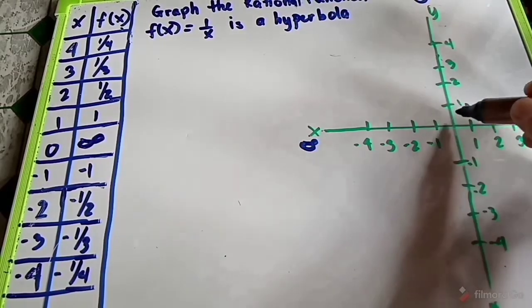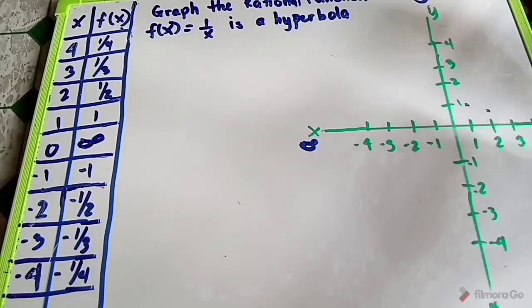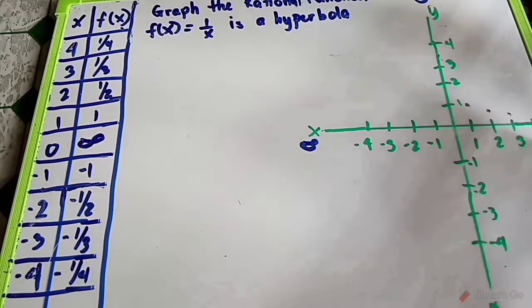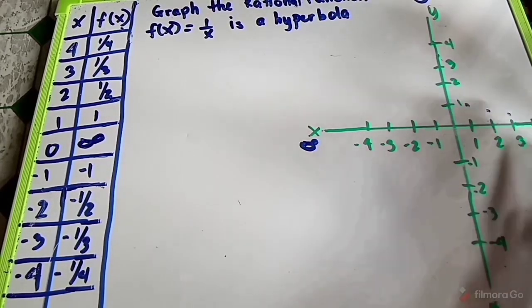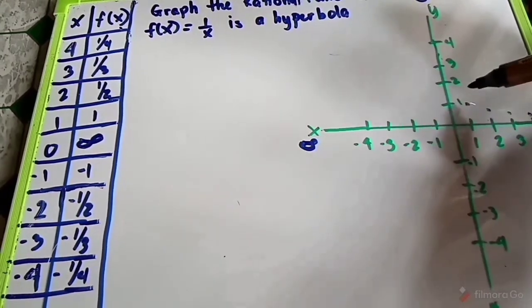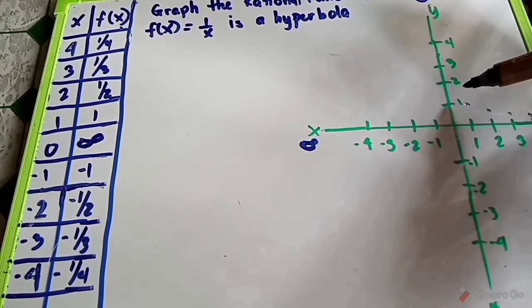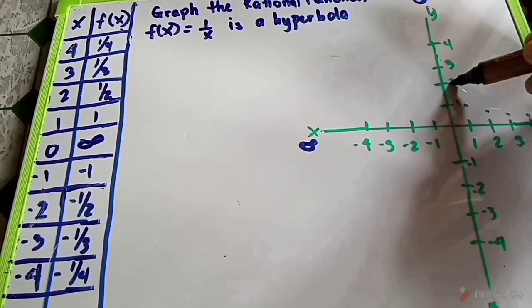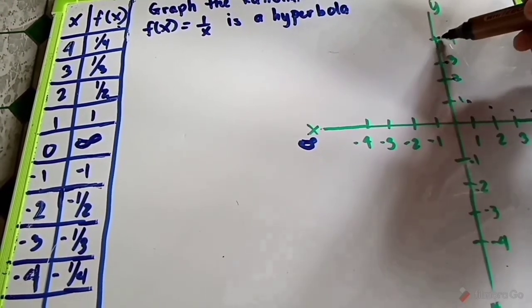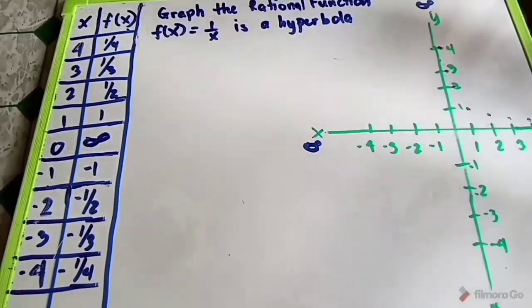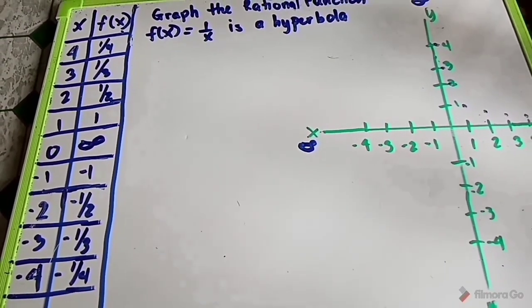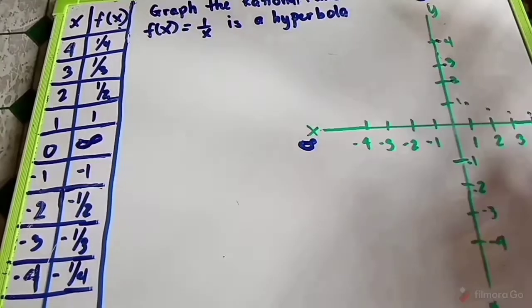So this is the 2, half of 1. And then we have 3 and 1/3. And then 4 and 1/4 will be here. So look for the other side of the point, which is the 1/2, 1/3, and 1/4. Then after that, we will graph. So we will graph in this one, placing the dot here.